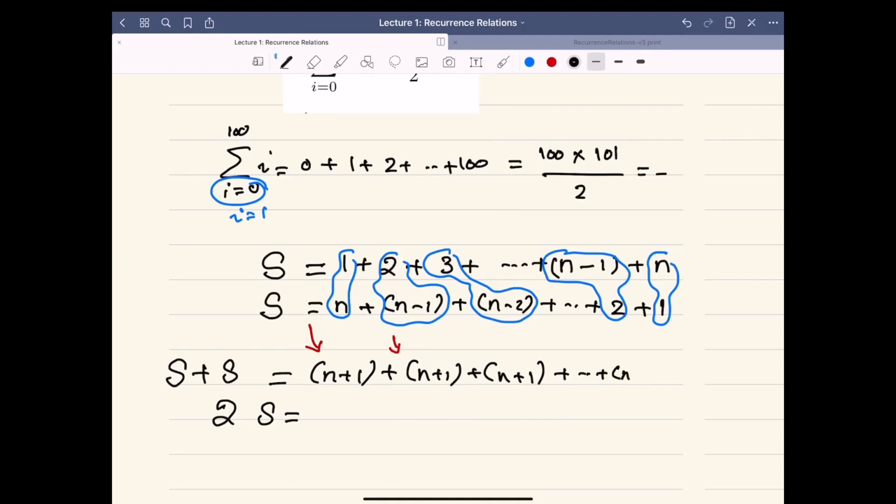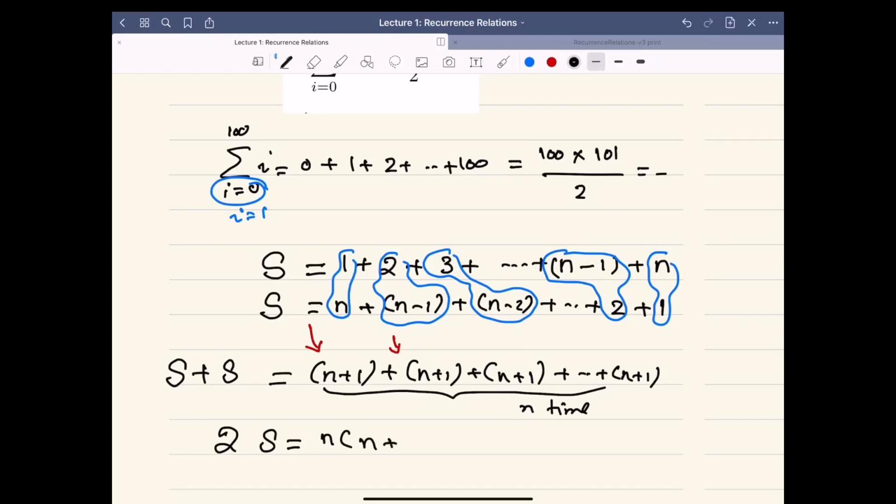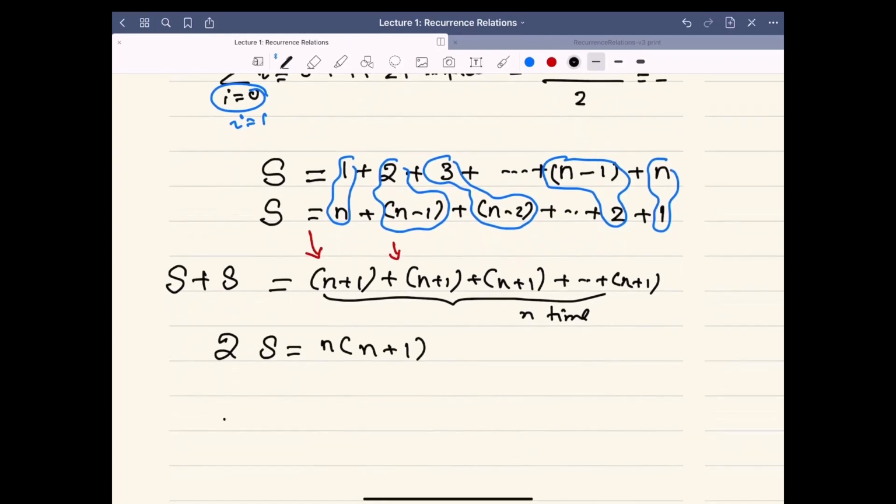then you will have n plus 1 as the last one. So how many n plus 1 do we have? Here in total, we have n times. So S plus S is equal to 2S, and on the other side we will have n multiplied by n plus 1. So what is S equal to? It is n times n plus 1 divided by 2, and this is the one that we want to find.